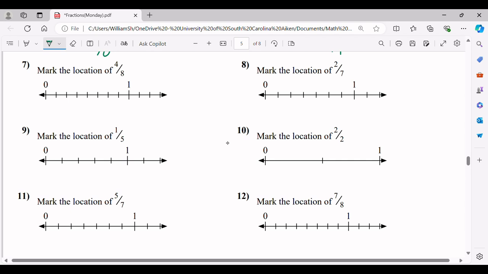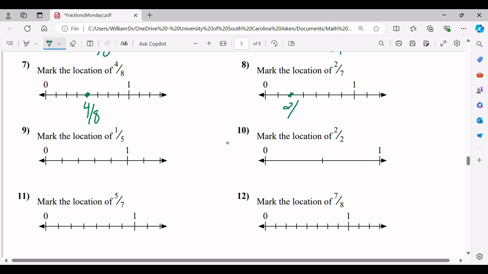Number 7, we want to mark the location of 4/8. So here it's broken into 8. You can count it if you want to. 1, 2, 3, 4, 5, 6, 7, 8. Yep, broken into 8, no problem. This is the 4th one. So this is our 4/8.